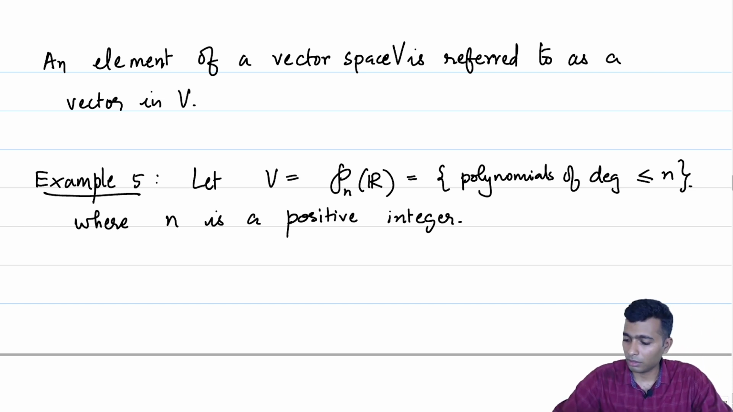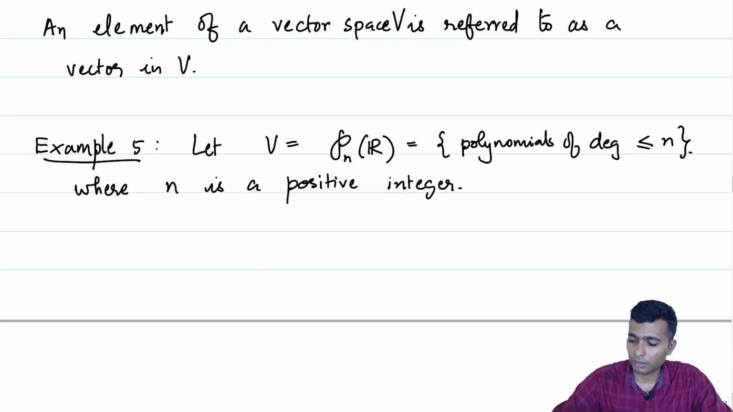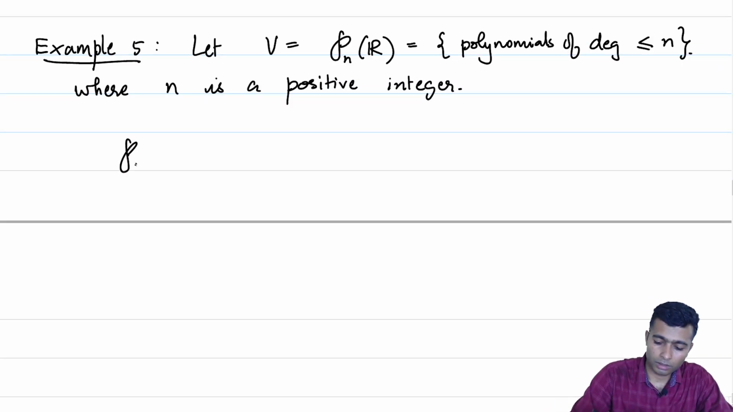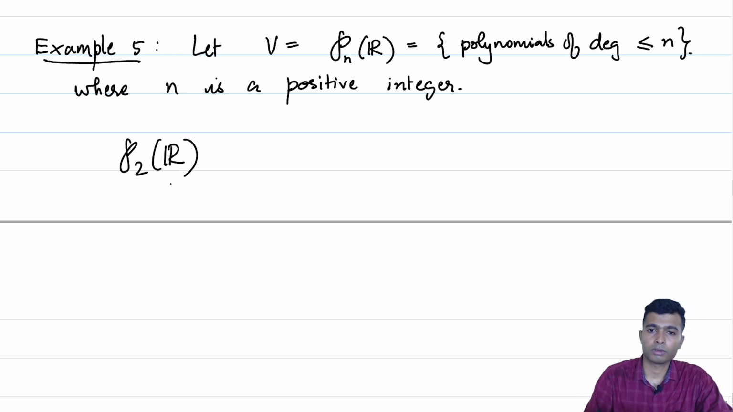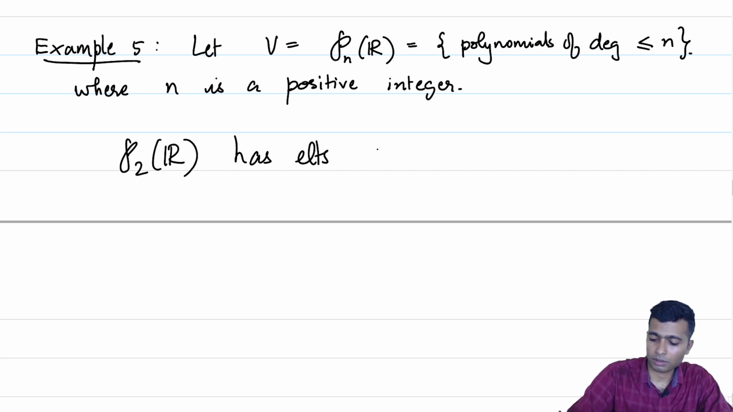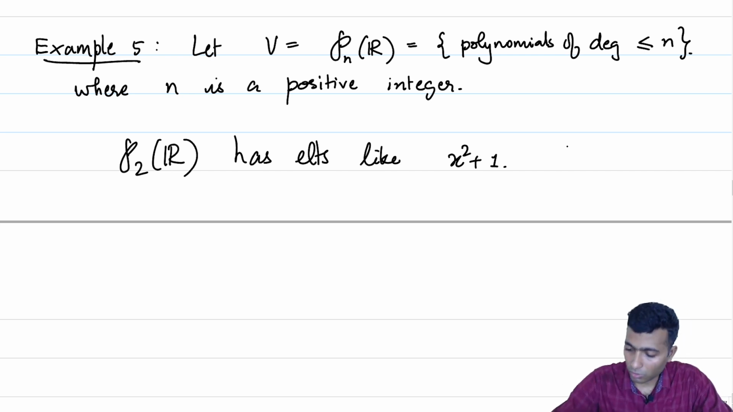So, for example, if you look at P2 of R, it has elements of the type like x squared plus 1 or 2x plus 3.